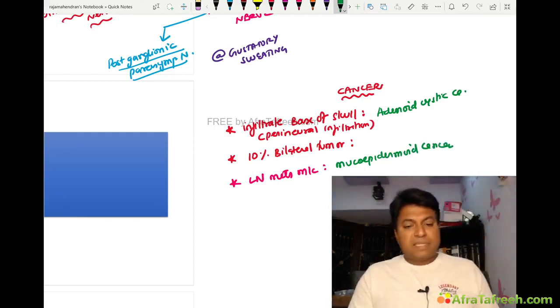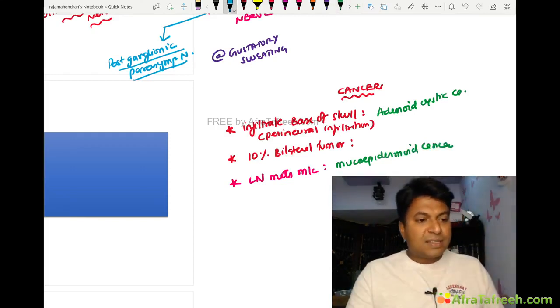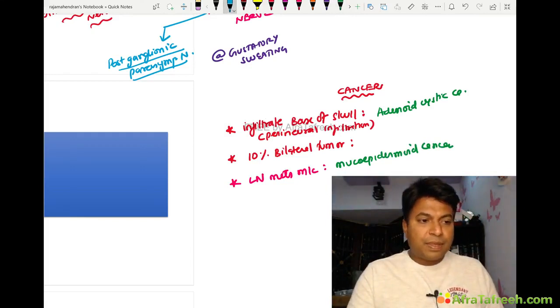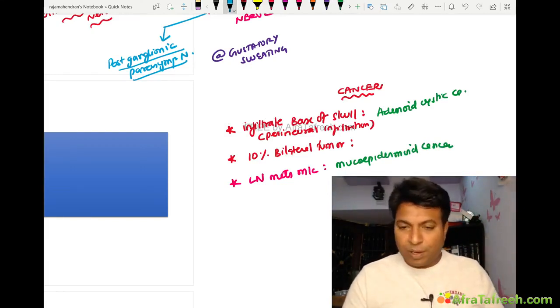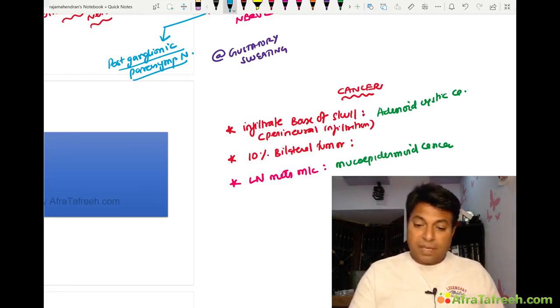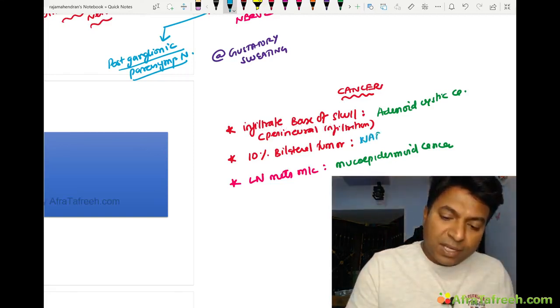Which cancer is 10% bilateral? I am waiting for that answer. Not pleomorphic adenoma. Pleomorphic adenoma is the most common benign tumor. 10% bilateral tumor is Warthin's tumor.